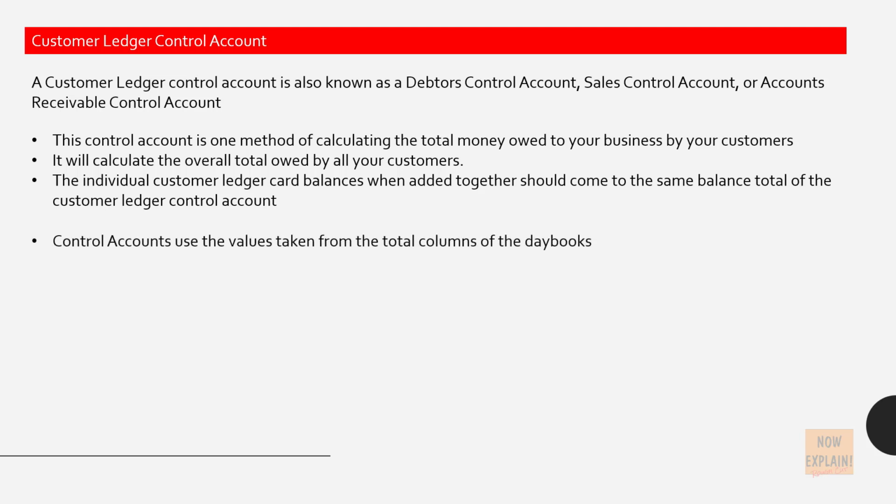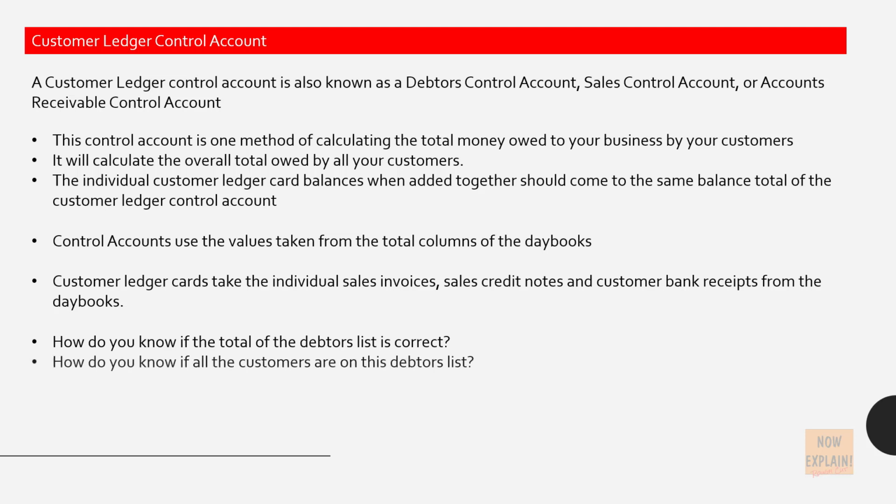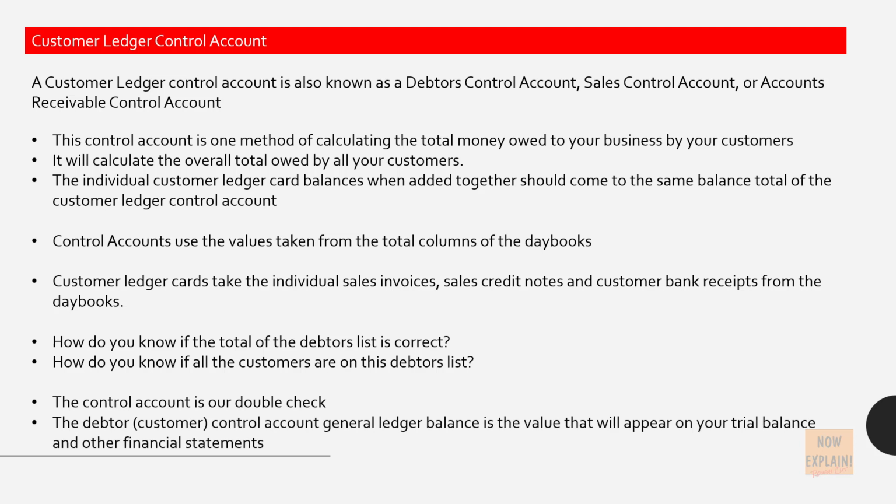Control accounts use the values taken from the total columns of the daybooks. Customer ledger cards take the individual sales invoices, sales credit notes, and customer bank receipts from the daybooks. How do you know if the total of the debtors list is correct? How do you know if all the customers are on this debtors list? The control account is our double check. The debtor or customer control account general ledger balance is the value that will appear on your trial balance and other financial statements.